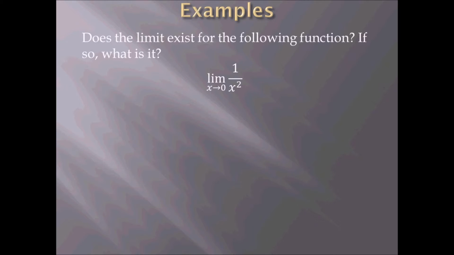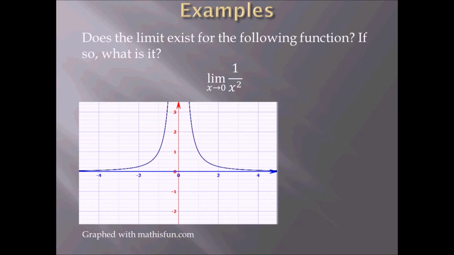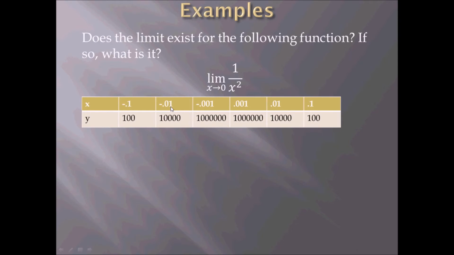So this time we have a different function, f of x equals 1 over x squared. Here's our graphical representation, which I used mathisfun.com to graph. You can see that from both sides, it appears to be approaching infinity. Notice that from both sides it's getting infinitely large. So the limit is infinity.